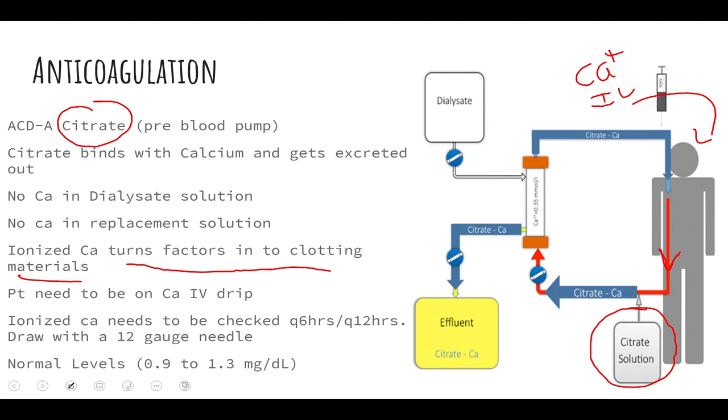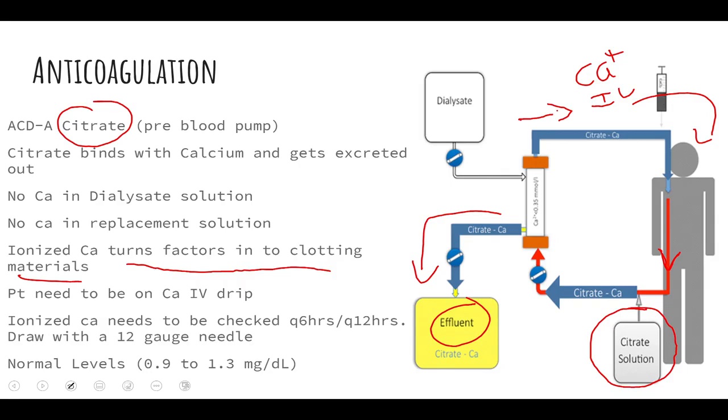Okay, so once the blood gets into the filter, this extra calcium citrate, so the citrate that's bound with the calcium, gets excreted out by the effluent pump and gets disposed of in your effluent bag, which is at the very left corner of your CRRT device. Okay, so whatever is left that is being returned to the patient is going to lack calcium, or free ionized calcium, or free calcium ions.